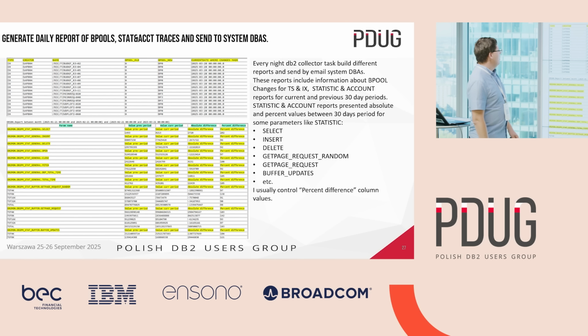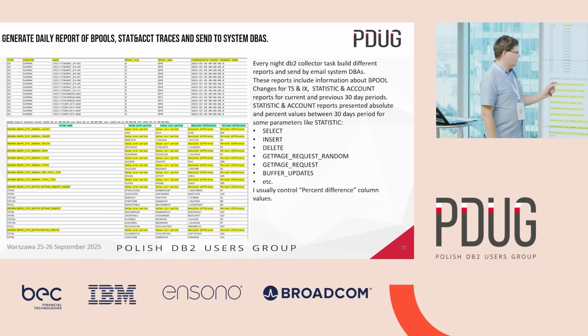The second chart slide. After every night, the DB2 application generates a report for statistic and accounting traces, with some parameters from statistic and accounting traces, and information about buffer pools. This record includes information about buffer pools, and changes for table space and index space, for the current and previous 30 days period.